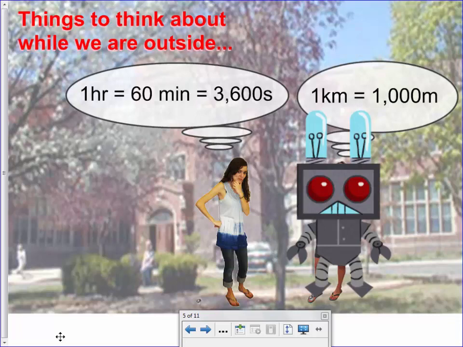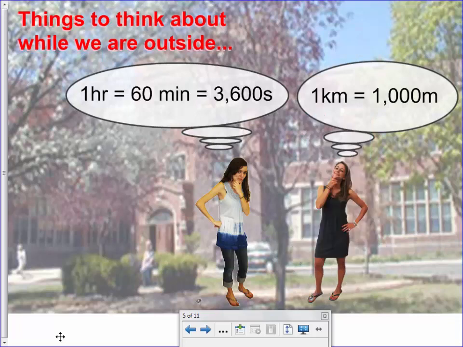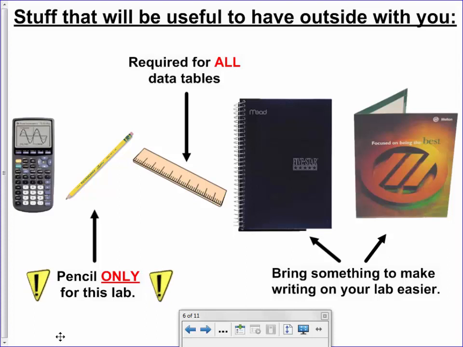In addition, you're going to be measuring a time component. It might be helpful to understand how hours and seconds are related, and kilometers and meters are related to perform some conversions. You might want to write these down for later. In addition to bringing out your measuring tools, some other items that might be helpful would be a calculator, something to write with, something hard to write on, and a straight edge to create your data tables.